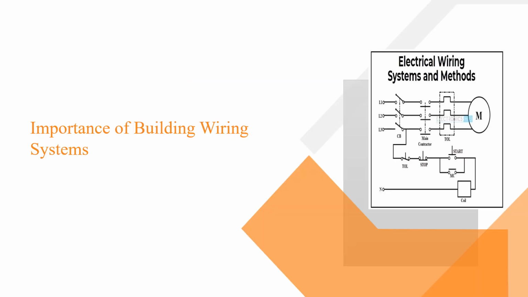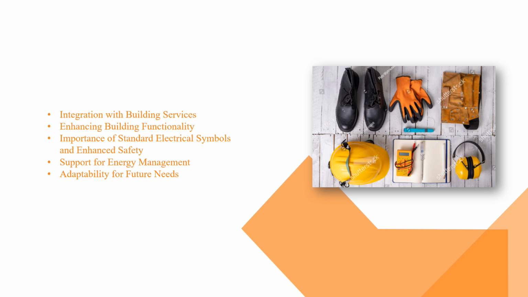Now we will discuss the importance of building wiring system. The main components are integration with building services, enhancing building functionality, importance of standard electrical symbols, enhancing safety, support for energy management, and adaptability to future needs.